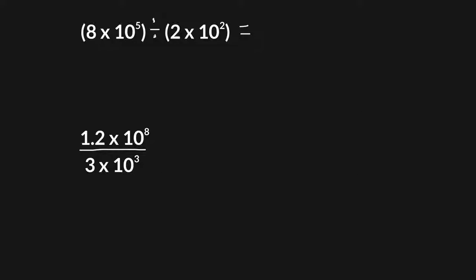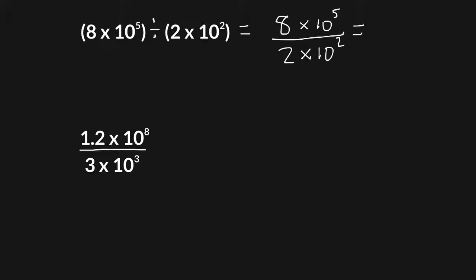Okay, let's look at dividing. When you're looking at dividing, for this particular problem, I don't like it when it's side by side. I prefer to see it as a fraction. So the first thing I'm going to do is rewrite this as 8 times 10 to the 5 over 2 times 10 to the 2.